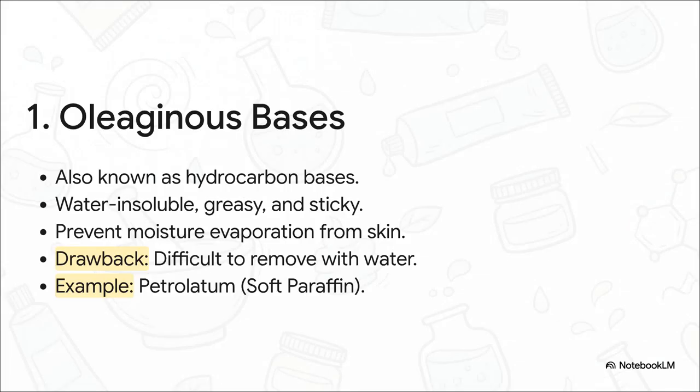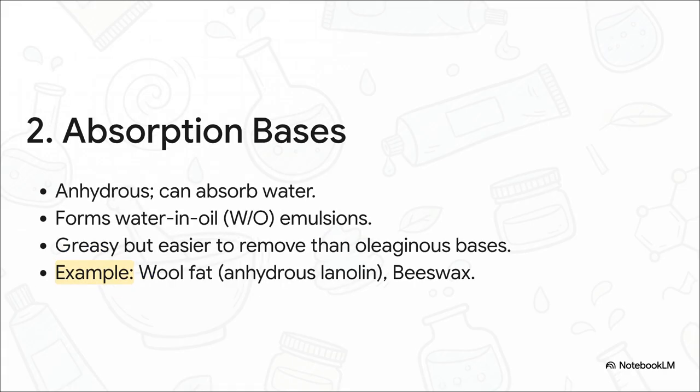First up, we've got oleaginous or hydrocarbon bases. The classic example that everyone knows is petrolatum. Yep, Vaseline. These are basically oils. They don't mix with water, and they create this amazing barrier that traps moisture in the skin. The major downside? They are greasy and a real pain to wash off. Next up, absorption bases. Now their superpower is that they are anhydrous, meaning they don't have any water in them, but they can absorb a ton of it, creating what we call a water-in-oil emulsion.